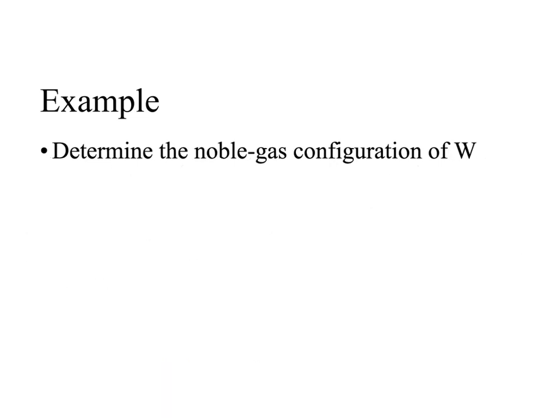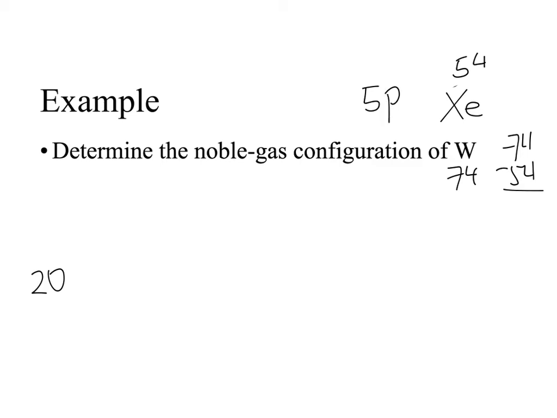All right. Noble gas configuration of tungsten. The most recent noble gas to tungsten is xenon. So the most recent noble gas is xenon, which has an atomic number of 54. Tungsten has an atomic number of 74, which means we have 20 electrons we need to place. Again, 74 minus 54. Xenon is in the 5th row, so that means it's in 5p. What comes after 5p is 6s, so that is where we're going to start.